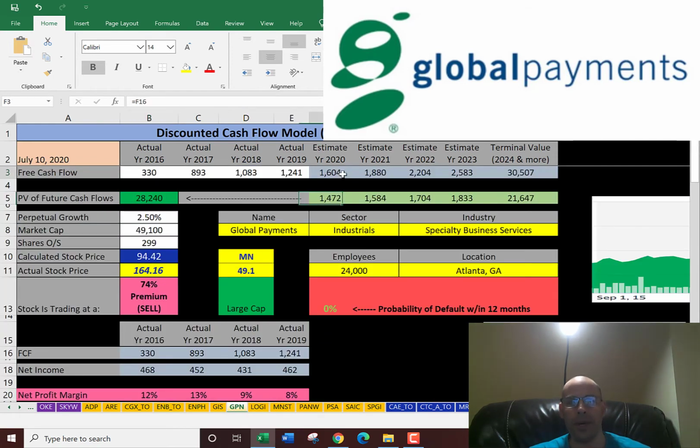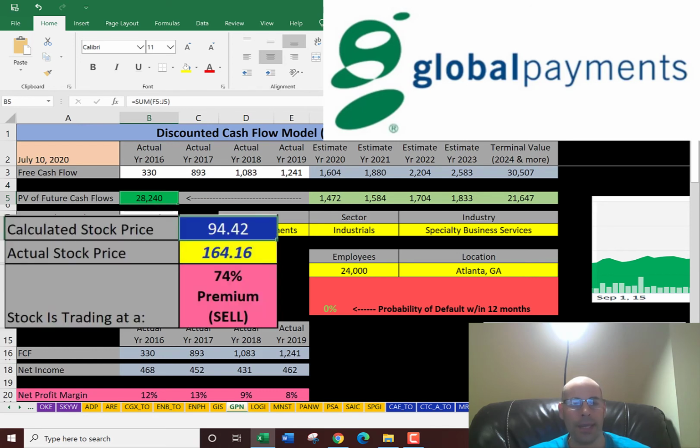So we estimated 4 years of future free cash flows. We also did a terminal value, which is all years past year 4. We discounted those numbers back to today using the weighted average cost of capital. And we get a value for the company of $28 billion. We divide that by 299 million shares. And we get a calculated stock price of $94. So according to the model, the stock is worth $94 today, even though it's trading at $164. So it's trading at a 74% premium. It's a sell according to the model.